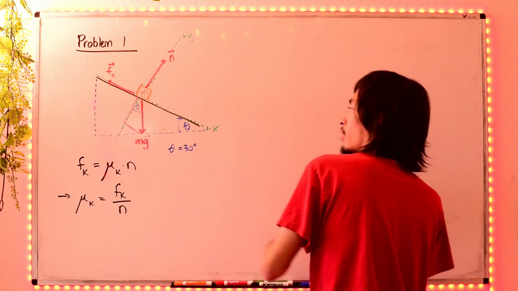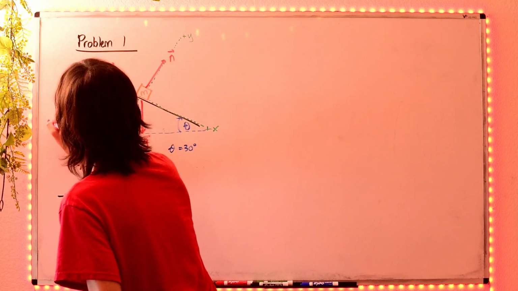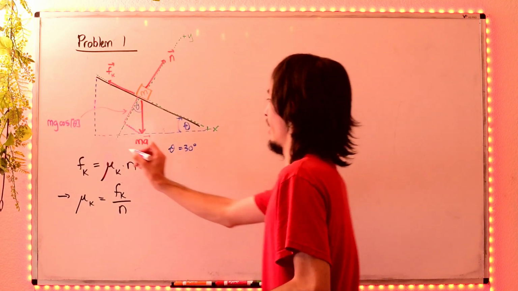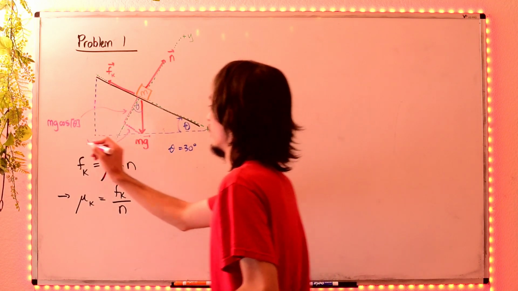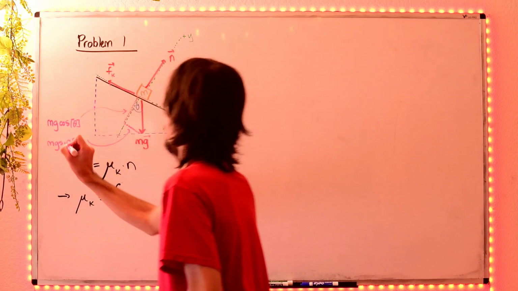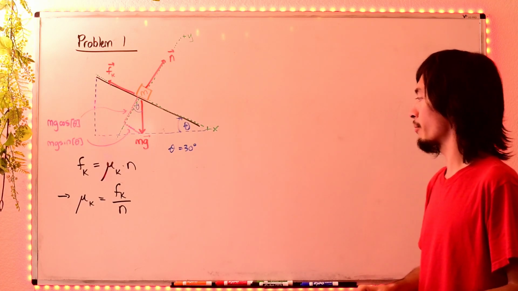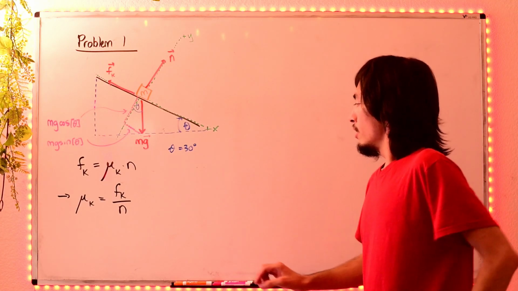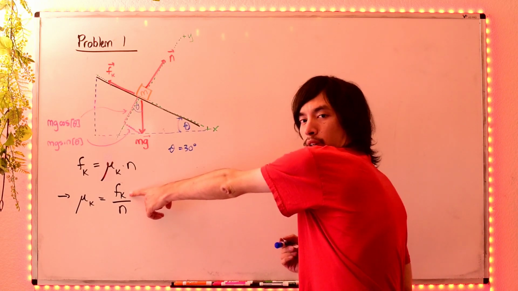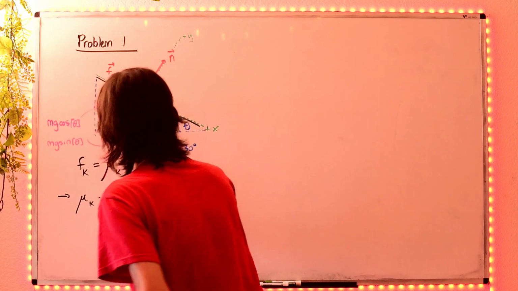So along the y-axis here, that should be mg cosine theta because it's the adjacent component, and along here, that's mg sine theta because it's the x component, because it's the opposite side rather. So let's take a look at this. We're going to find the friction force first.